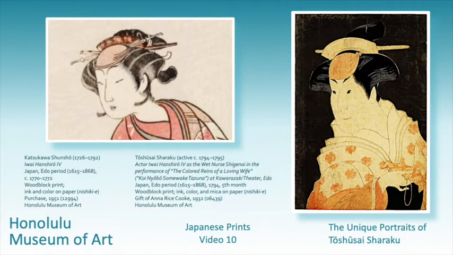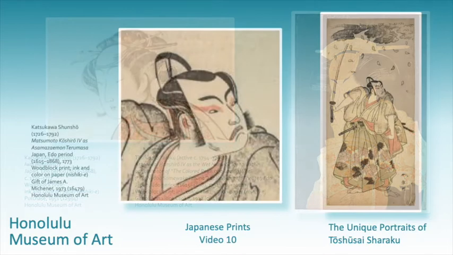Here are Shunsho's and Sharaku's depictions of the same actor, Iwai Hanshiro IV, though Sharaku produced his 22 years later. Shunsho indicates the facial characteristics of Hanshiro, but idealizes the actor's appearance and emphasizes Hanshiro's femininity. By contrast, Sharaku avoids idealizing his subject at all. He tears down the facade of femininity that Hanshiro has constructed, revealing the unflattering effects of age upon the actor's face.